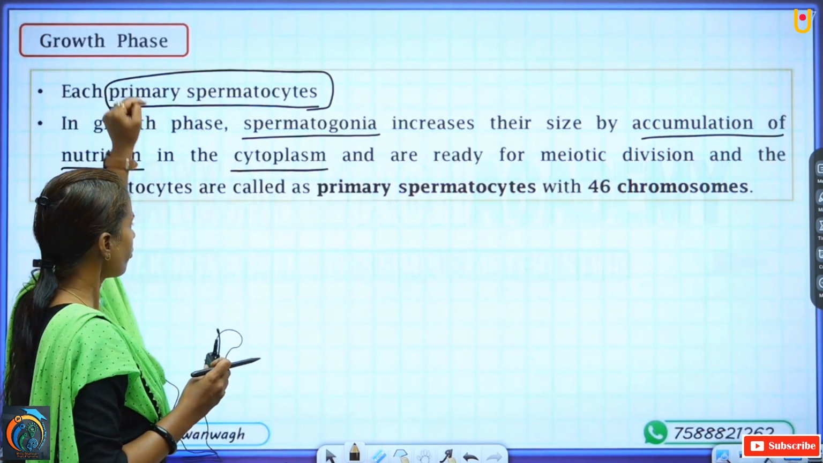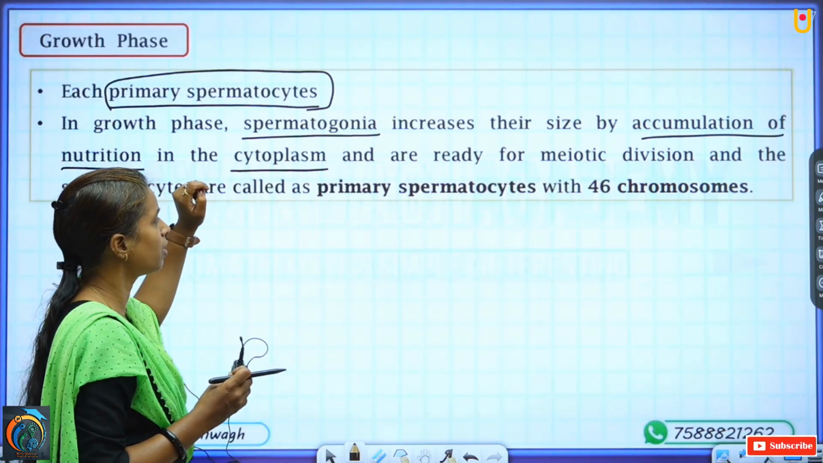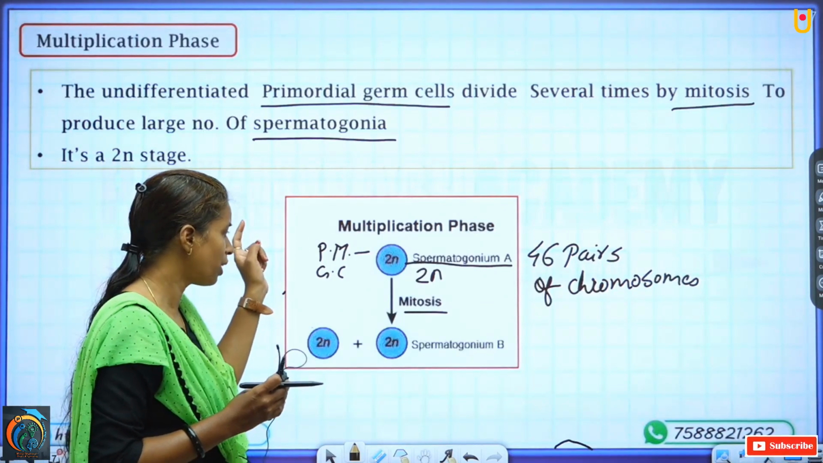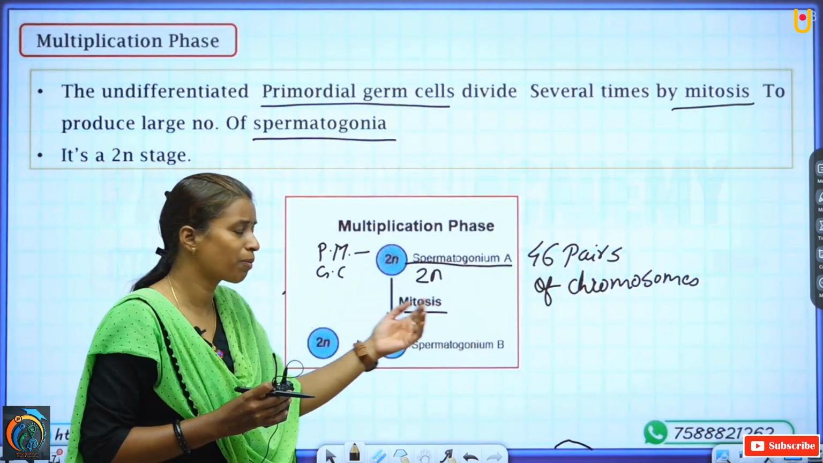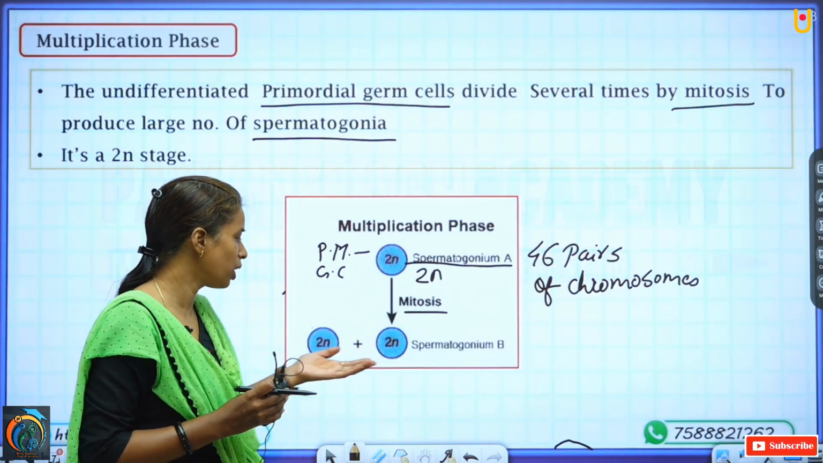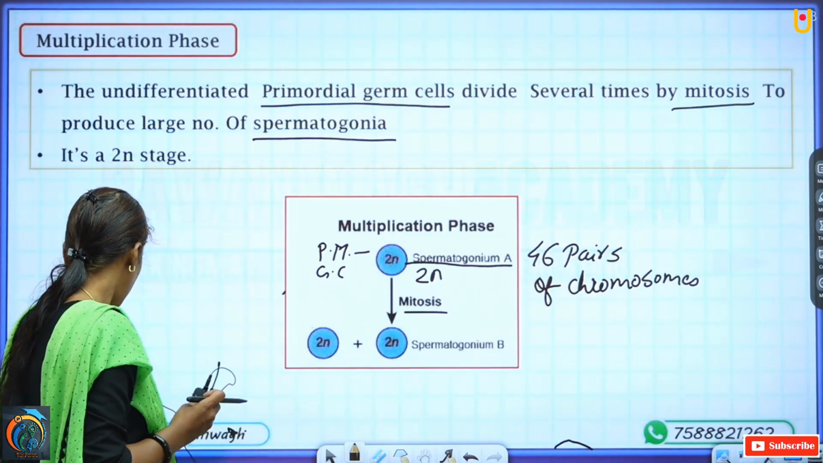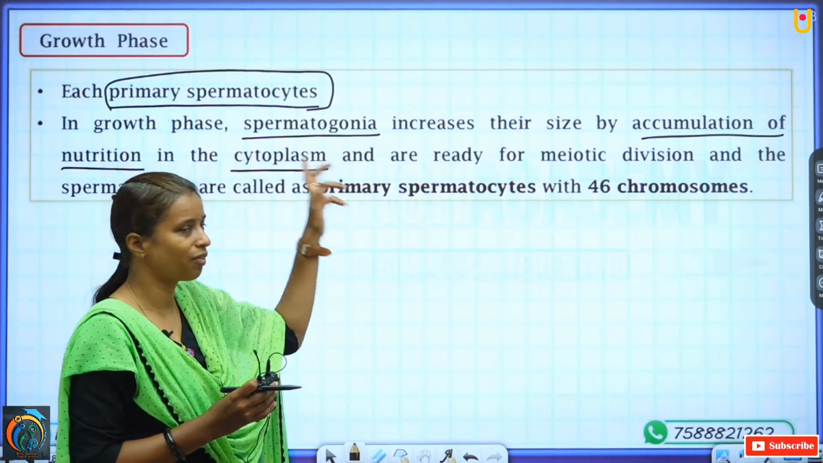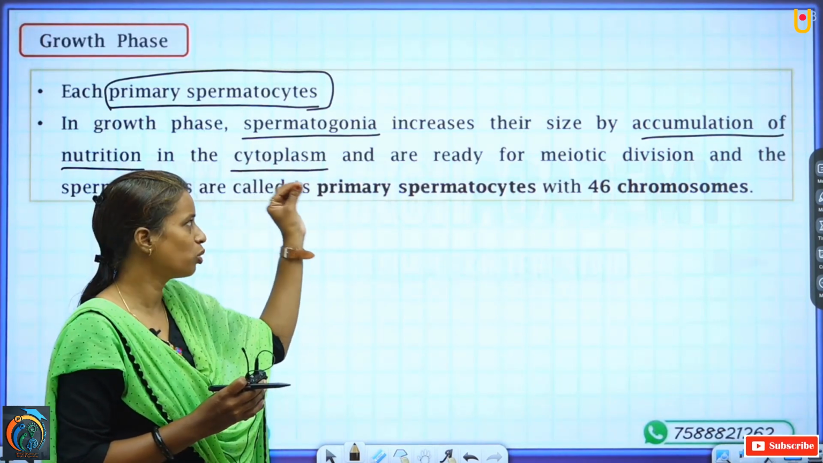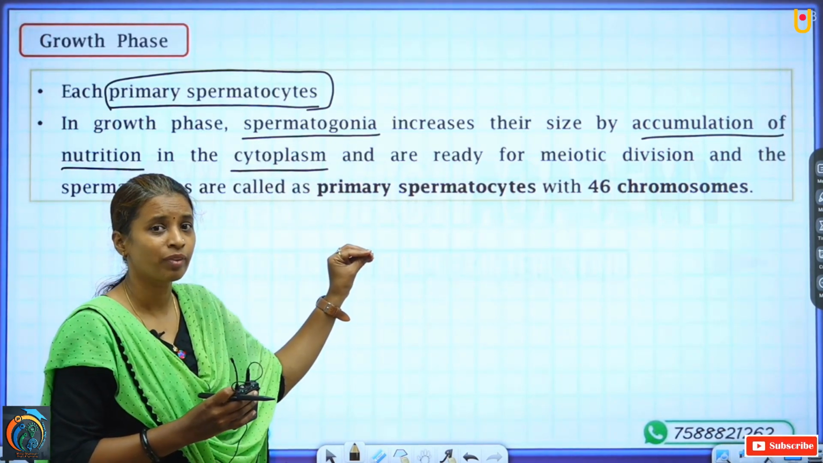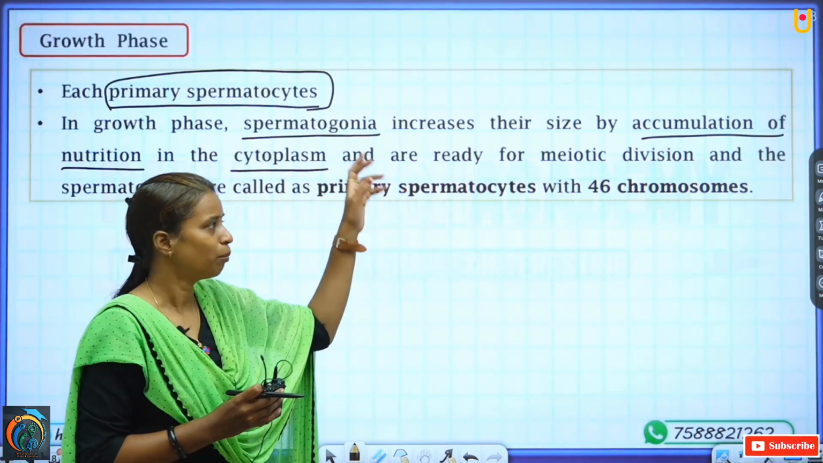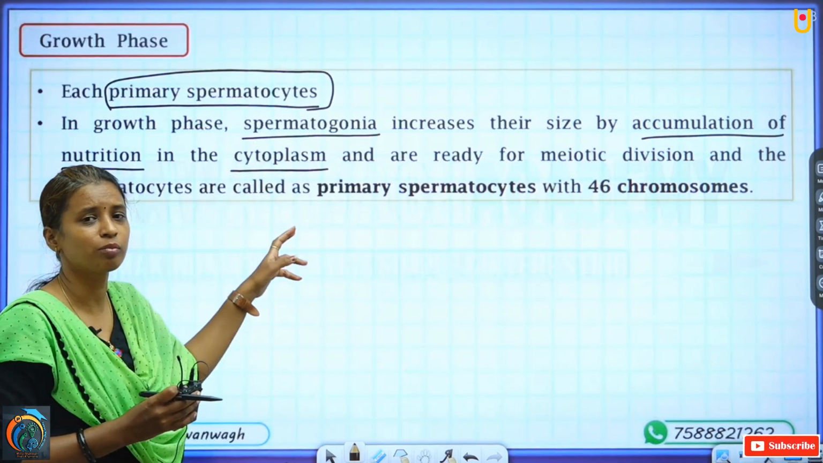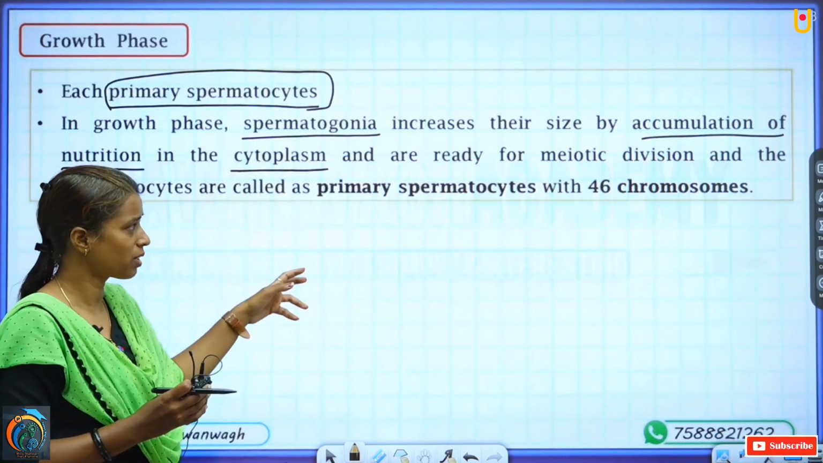Now here, growth phase. First of all, what happens here? In the last slide, in the multiplication phase, what have we seen? The formation of spermatogonium, and both the spermatogonium have 2n condition. And now in the growth phase, these spermatogonia are not going to divide or multiply. They are just going to increase in their size. And why are they increasing in size? Because of accumulation of nutrients inside their cell cytoplasm.